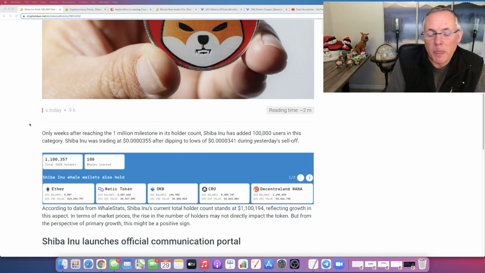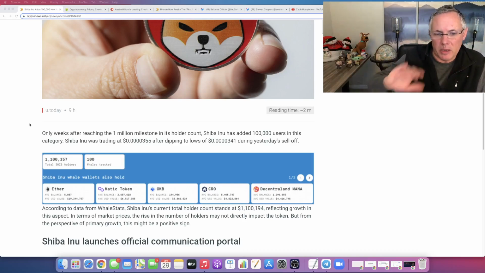It bodes well for us to reach maybe 2 million in 2022. What do you think? Drop in the comments below. Do you think that Shiba Inu has got a chance to reach 2 million holders or more in 2022? I absolutely do. I think that the growth is accelerating and it's continuing to move up.